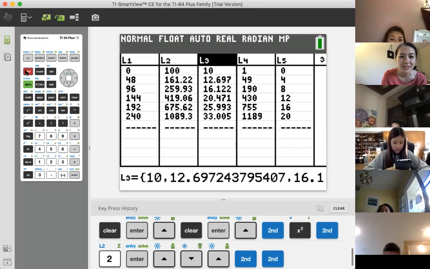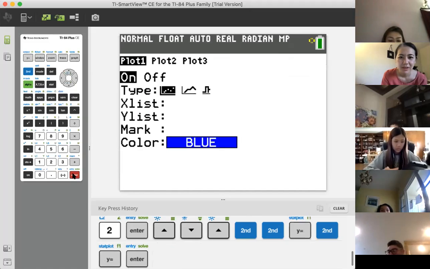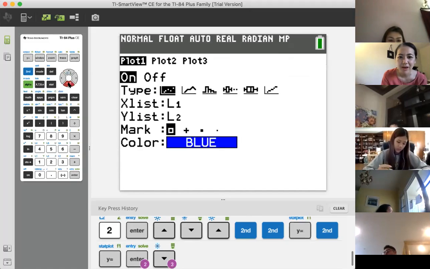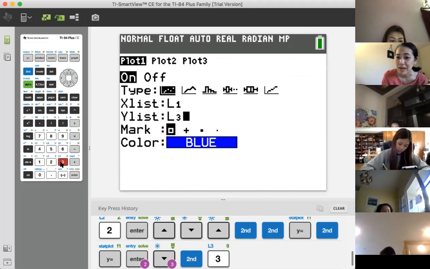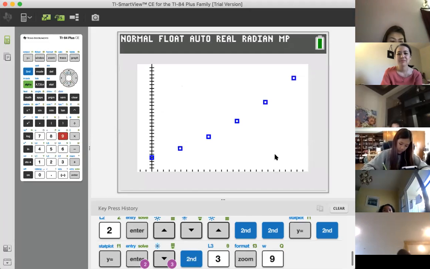All right, so go back to second stat plot. And now we're going to graph L1 and L3. So second 3, we'll put L3 there. Zoom 9. All right, looks pretty good, right?